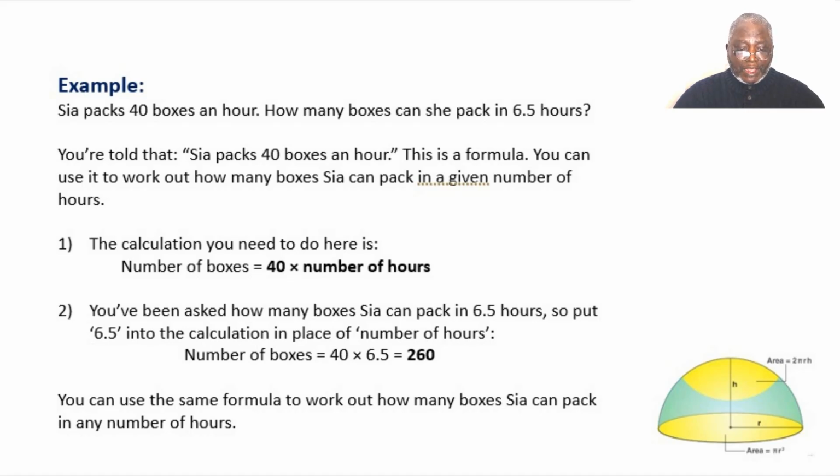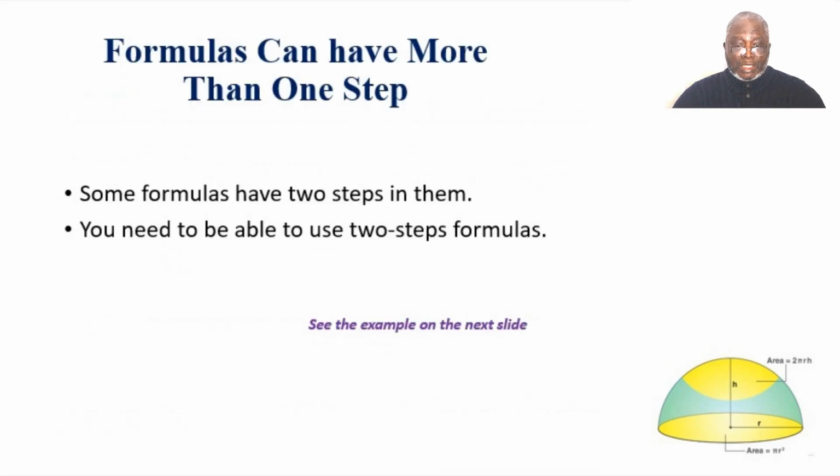Remember, first of all, the calculation you need to do here is number of boxes equals 40 times number of hours. You've been asked how many boxes Sia can pack in 6.5 hours. So put the 6.5 hours into the calculation in place of the number of hours. So number of boxes is equal to 40 times 6.5, which is equal to 260. You can use the same formula to work out how many boxes Sia can pack in any number of hours.